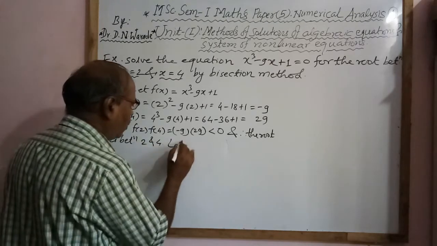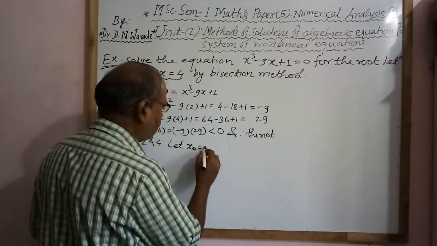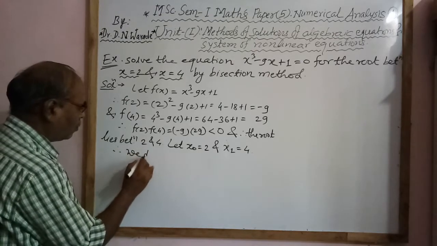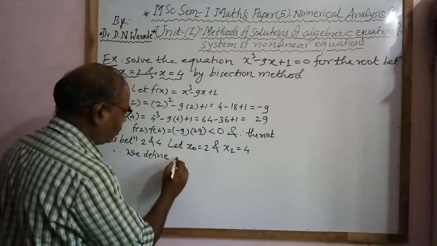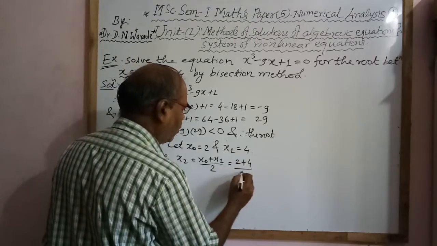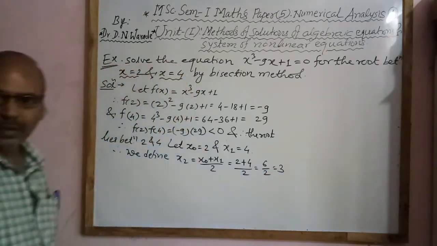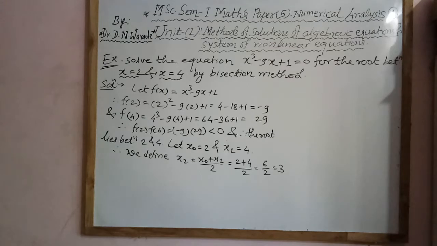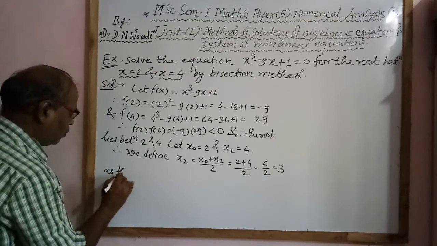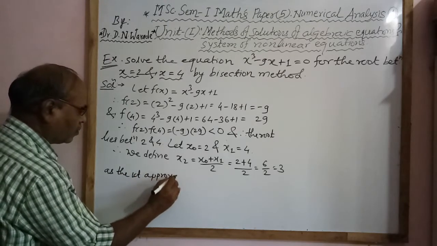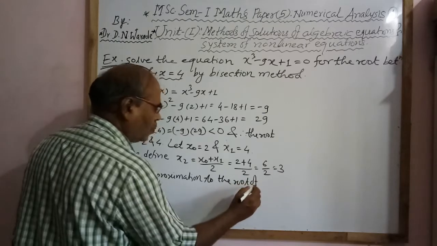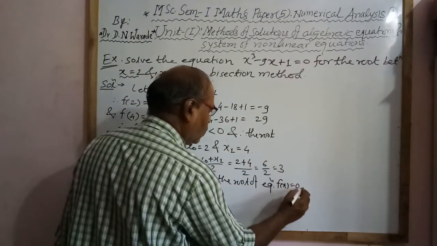Let x0 equal to 2 and x1 equal to 4. Therefore we define x2 equal to x0 plus x1 divided by 2, that is 2 plus 4 divided by 2, 6 by 2 equal to 3, as the first approximation to the root of the equation f of x equal to 0.